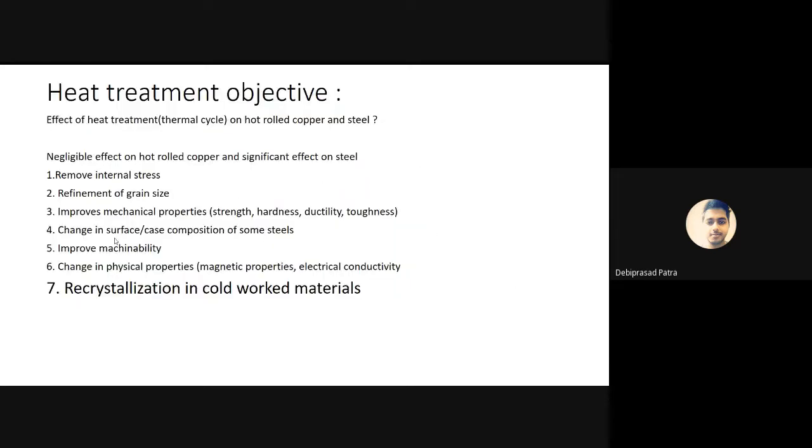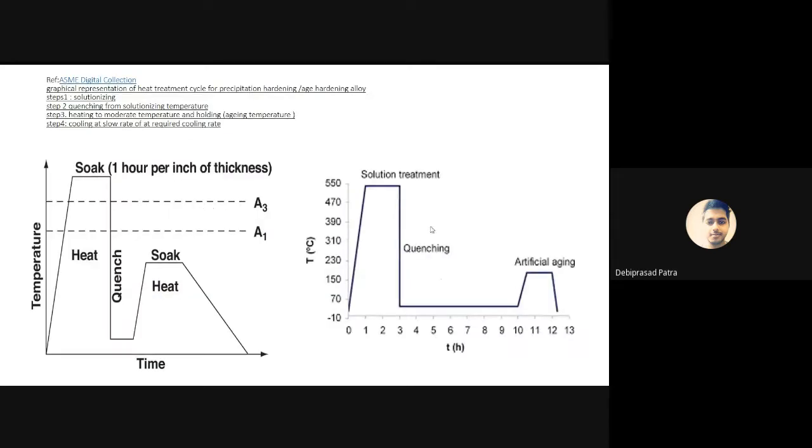Again, same thing. It is here only, but here it is written artificial aging. This is solution treatment, this is quenching, this is artificial aging. Do you have any idea what this kind of cycle is showing? Do you have any idea about precipitation strengthening? I think I have taught you in physical metallurgy, or you have studied somewhere else, about precipitation strengthening or precipitation hardening.